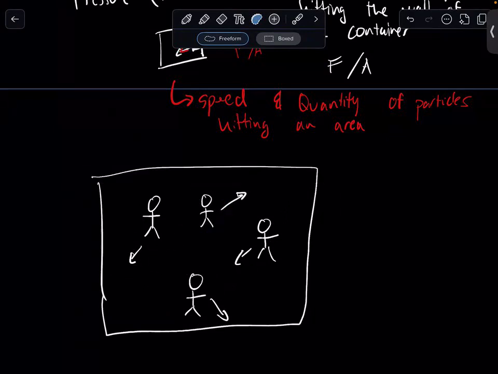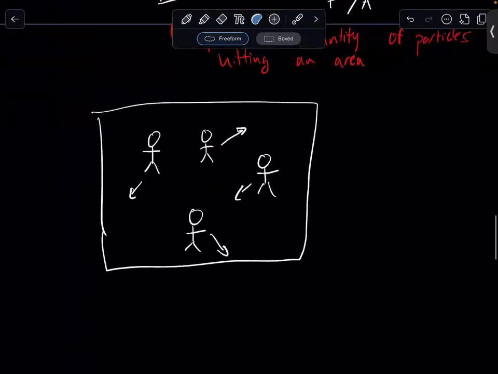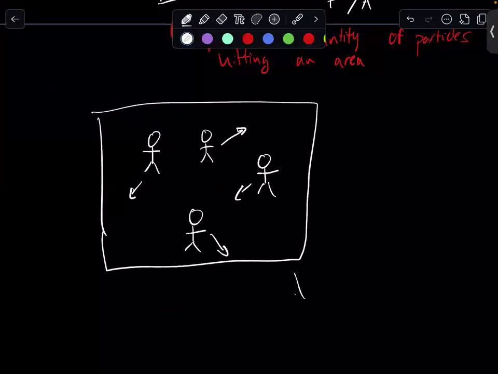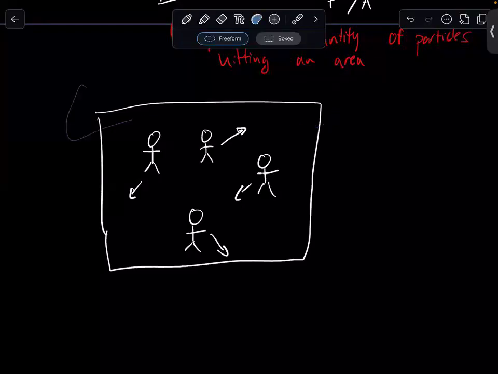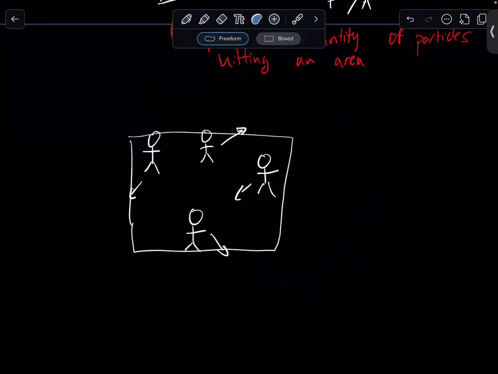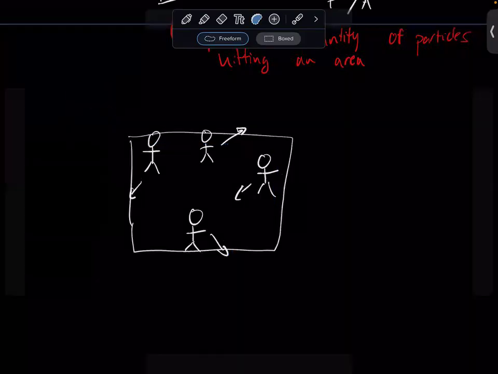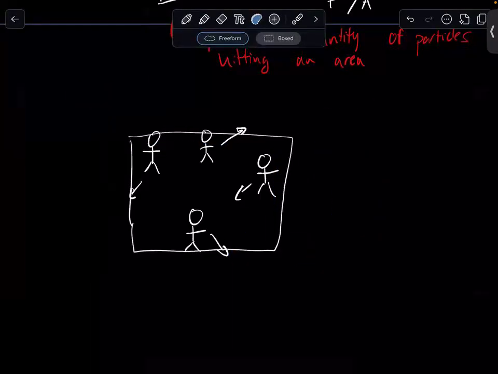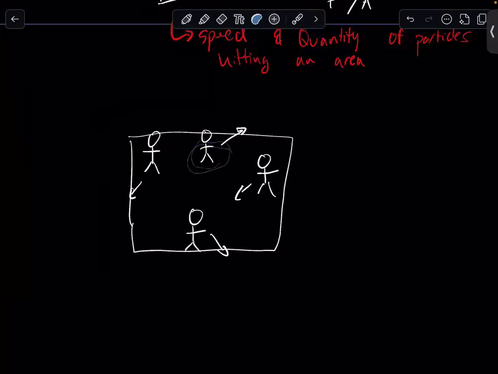Now, a couple things can happen. If you imagine the container gets smaller, all of a sudden they are more likely to collide. So now that the walls of the container are so much smaller, this kid's going to collide more often, meaning the pressure is going to go up because pressure is the amount of collisions.